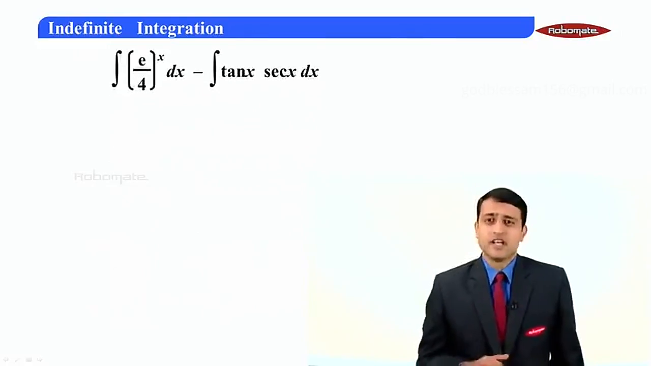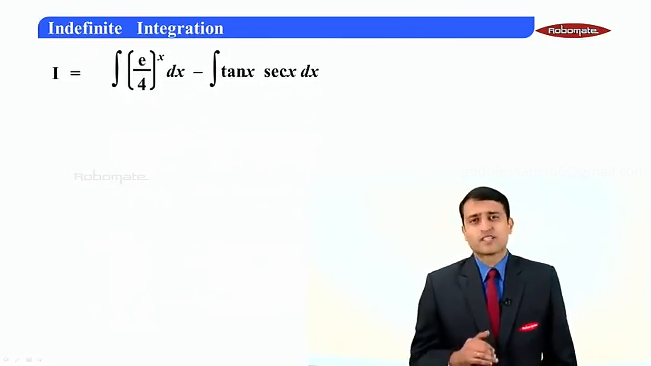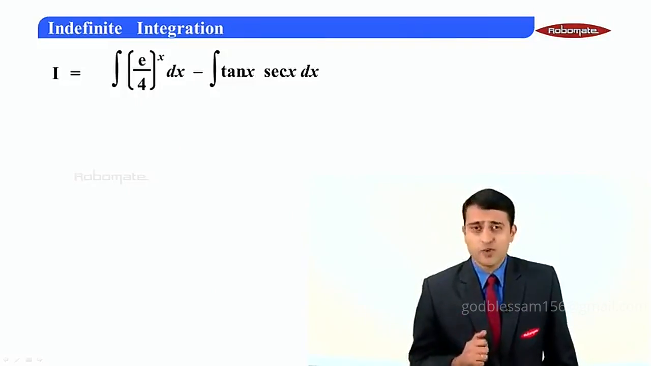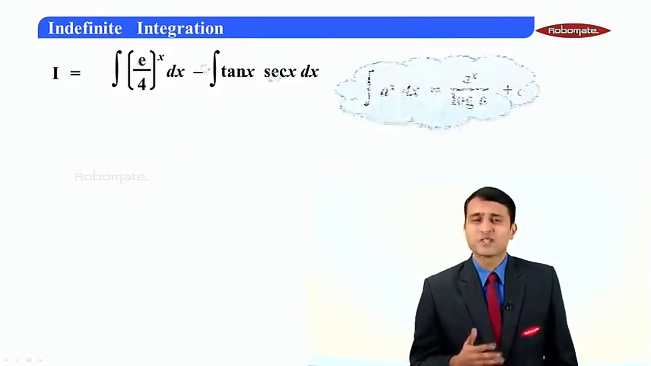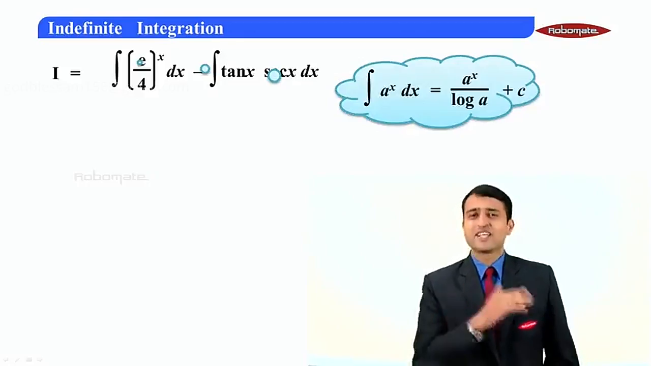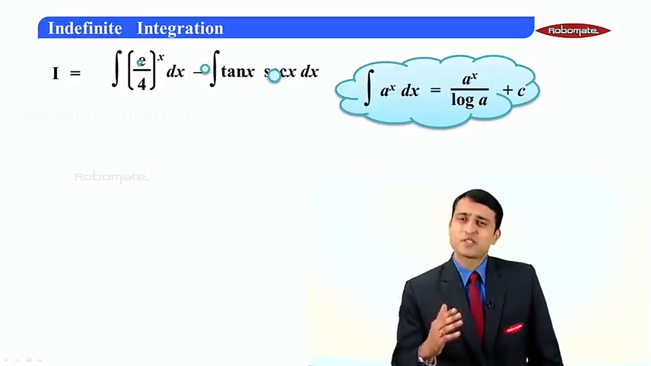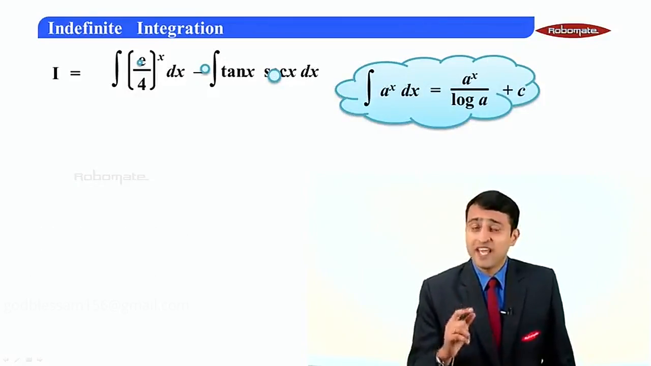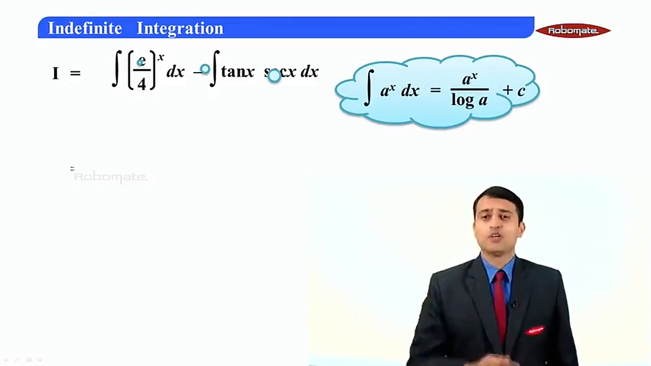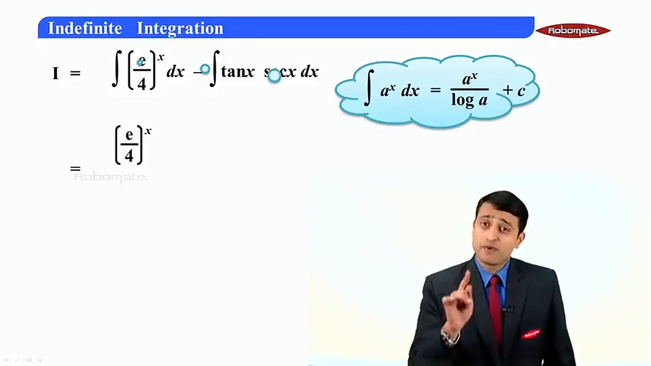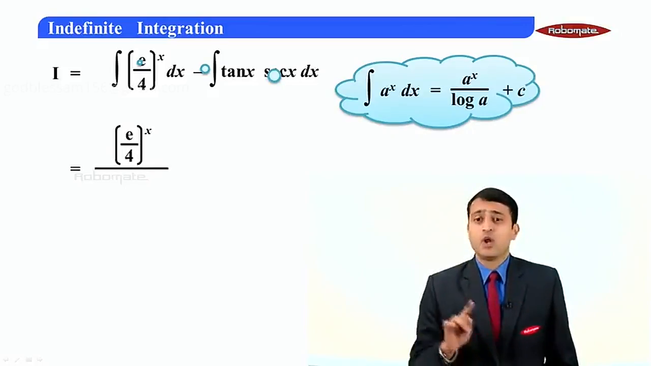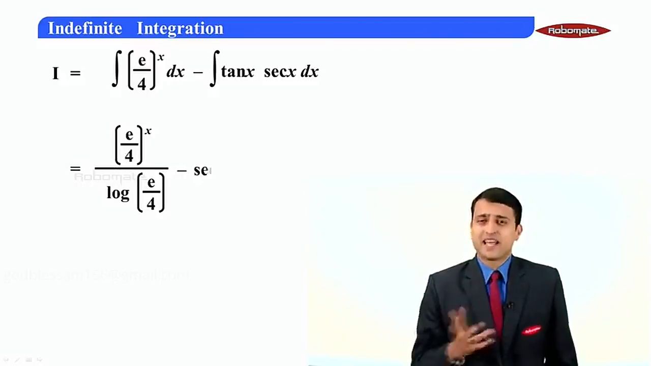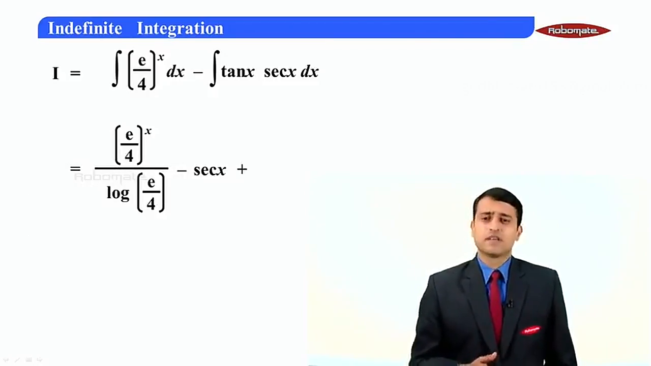So I'll keep this here. Now e by 4 raised to x, is there any standard formula like that? Now e by 4 raised to x is not e raised to x. So then it has to be a raised to x. What is integral a raised to x? It is a raised to x upon log a. In this case, the value of a is e by 4. So what we will write here is e by 4 raised to x divided by log of e by 4. Minus, now integral sec x tan x is sec x plus c.